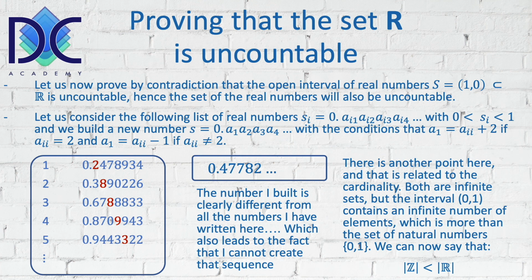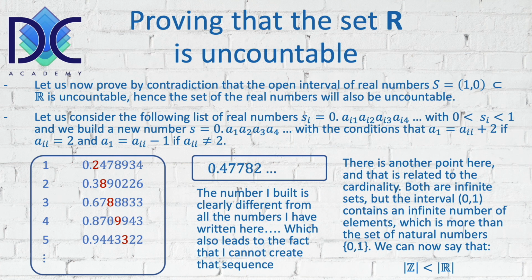Now, the set of the natural numbers is an infinite set. The set S, which is in fact the interval 0 to 1, also contains an infinite number of elements. And that's more than the elements of the set of the natural numbers 0 and 1. So basically what we can see here is that even in this small interval of the real numbers between 0 and 1, there are already an infinite number of elements.